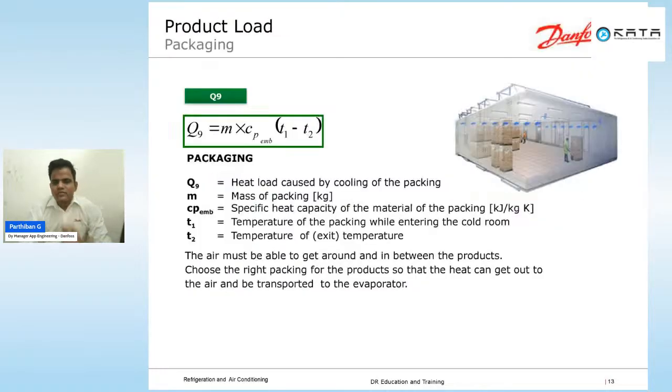Okay, so we have the package load and product load. These two things contribute to the product load of the cold storage, which is a considerable value in the total heat load. So transmission load will be 5 to 10%, but product load will be very much high. So this will decide the size of the machine.